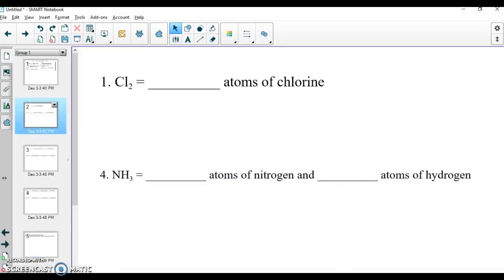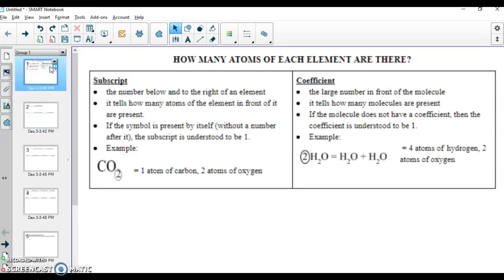Let's take a look at your assignment. And your assignment looks like this. It has the information at the top so that you can be looking at it. We're going to do this on paper. So how many atoms of each element are there?